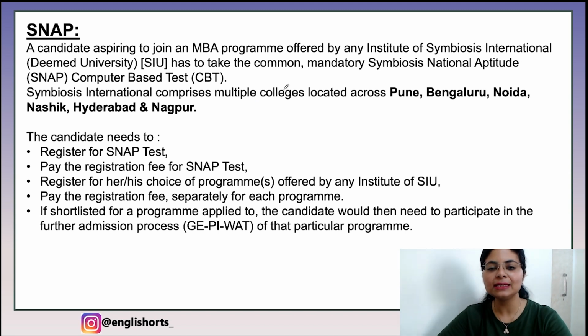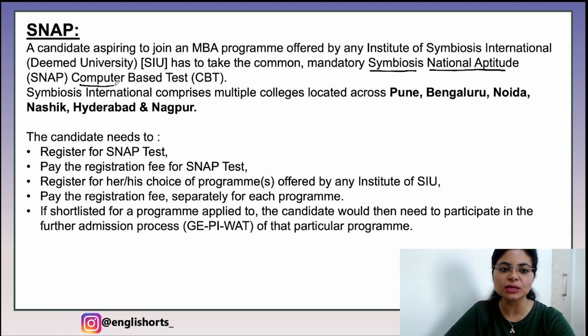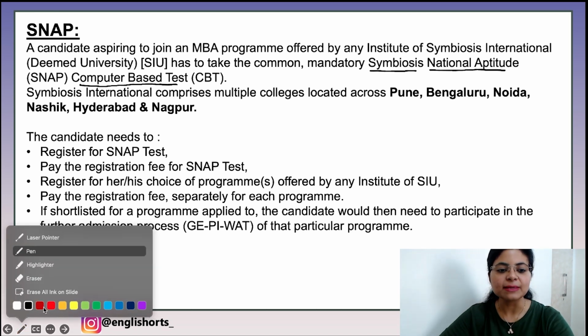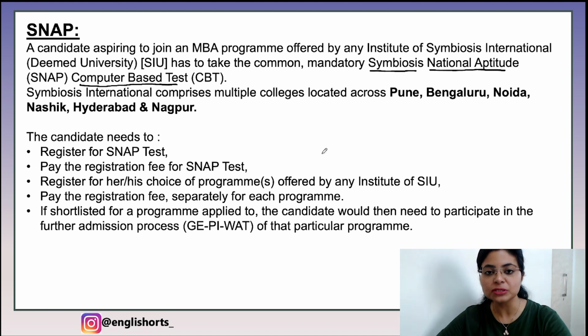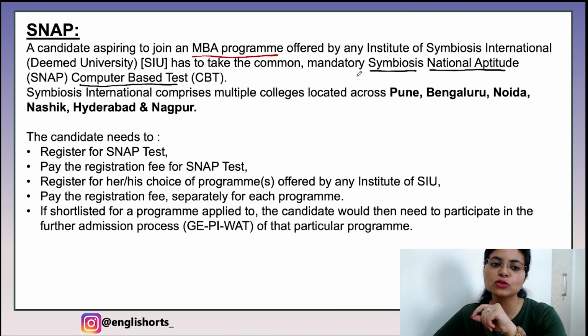SNAP is basically Symbiosis National Aptitude and it is a computer based test. These days, all exams are computer based, all of them are online exams. So, SNAP is also CBT, as you can see, and it is organized by the Symbiosis group of institutions. If you want to do an MBA program from any of Symbiosis colleges, then SIU, which is the Symbiosis International Deemed University, organizes SNAP, and you're supposed to take SNAP CBT so that you can get into their colleges.